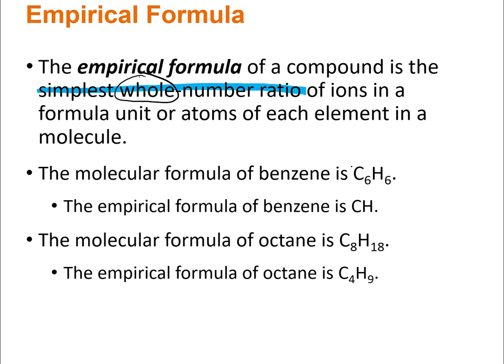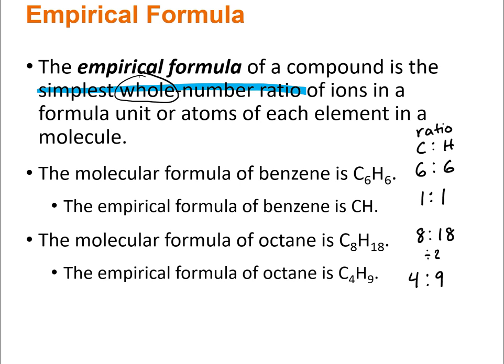The molecular formula for benzene is C6H6. So if I were looking at the ratio of carbon to hydrogen, it would be 6 carbons to 6 hydrogens. The empirical formula, we reduce that down as far as we can. And that's 1:1. Another example. Octane, there are 8 carbons and 18 hydrogens. We want to reduce that down as far as we can. We can divide both of those by 2. And we get 4 carbons for every 9 hydrogens.